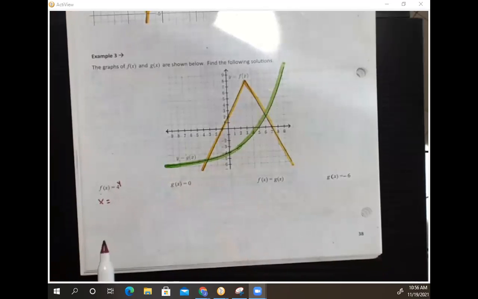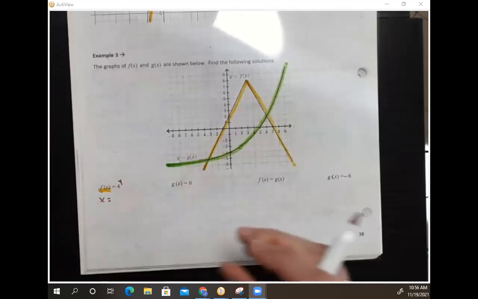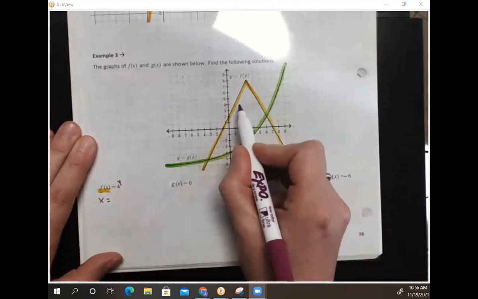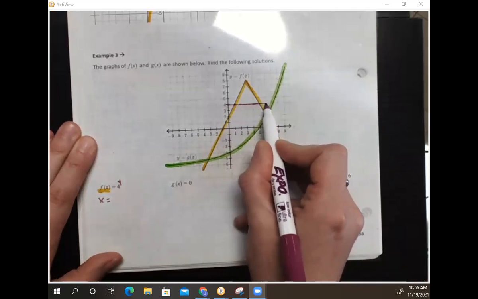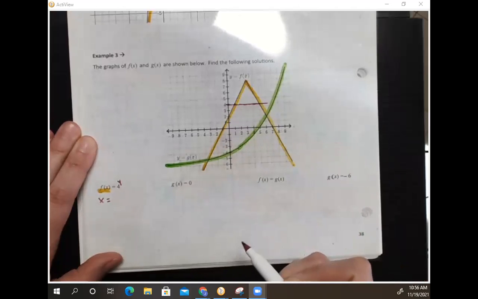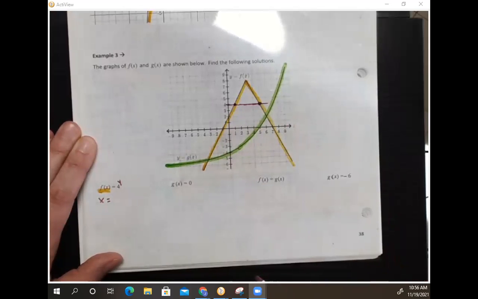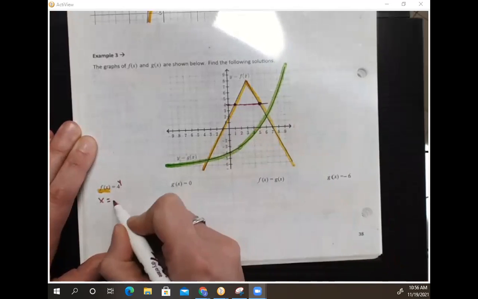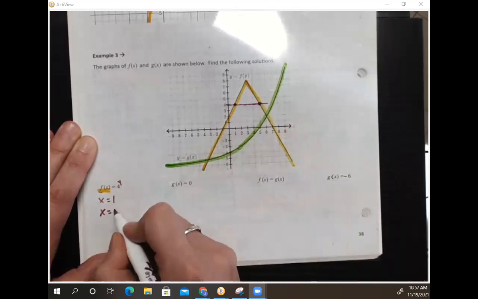So f of x is our yellow graph. So I'm looking on the yellow graph for when I have a y value of 4. So y is 4 up here. If I were to treat this like our absolute value equations that we were solving, I've got 2 points on my absolute value graph that have a y value of 4. So x could equal 1, or x could equal 5.